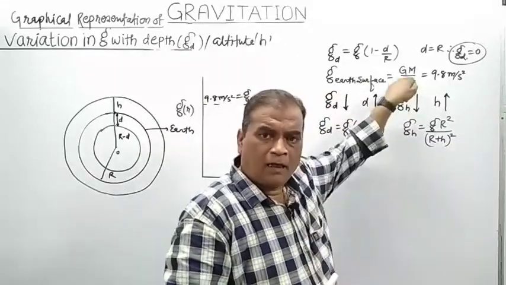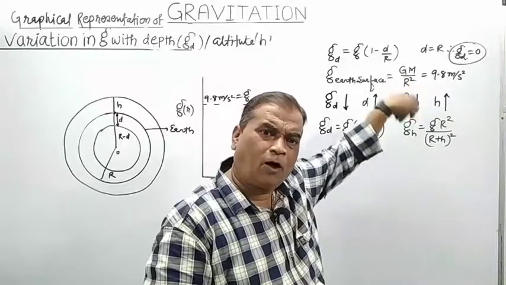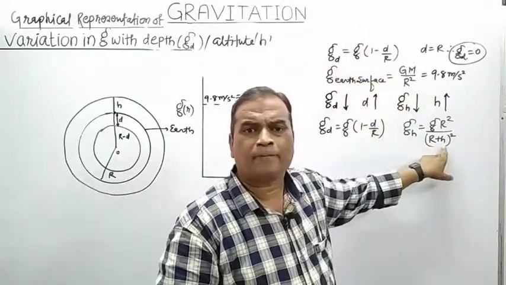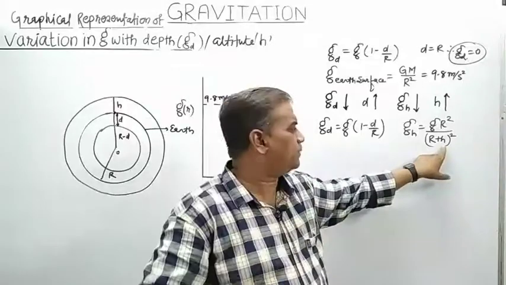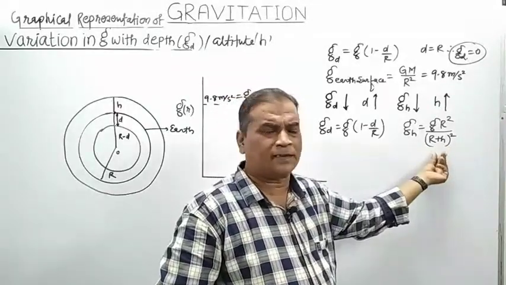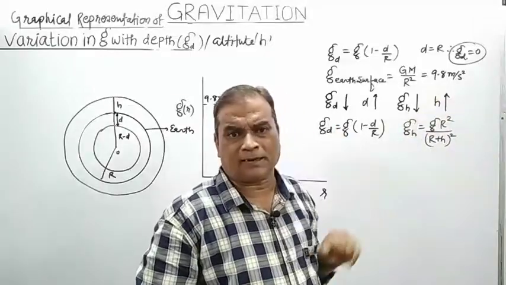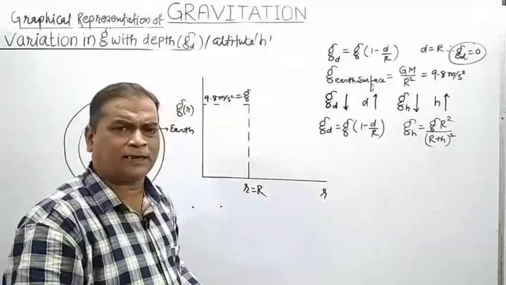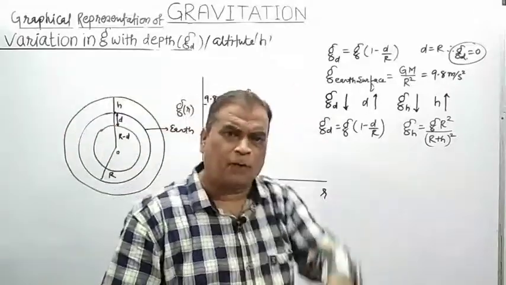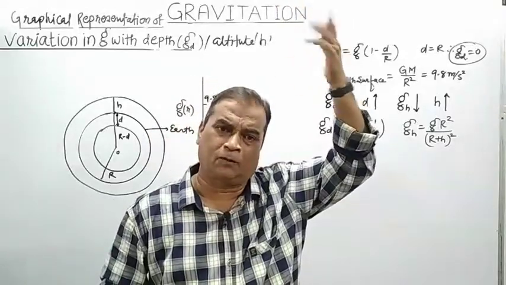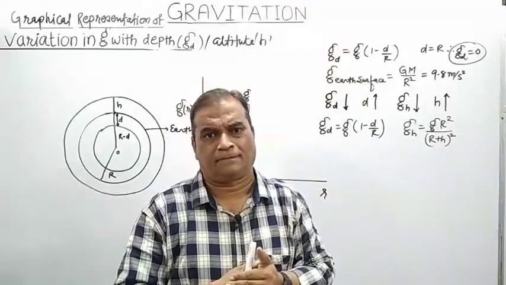Or acceleration due to gravity on the object at a certain height will decrease when the height of the object from the surface of the earth increases. See here, when h increases, the denominator increases, means that fraction will decrease. So acceleration due to gravity decreases in both cases, whether the depth of the object increases or the height of the object from the surface of the earth increases.